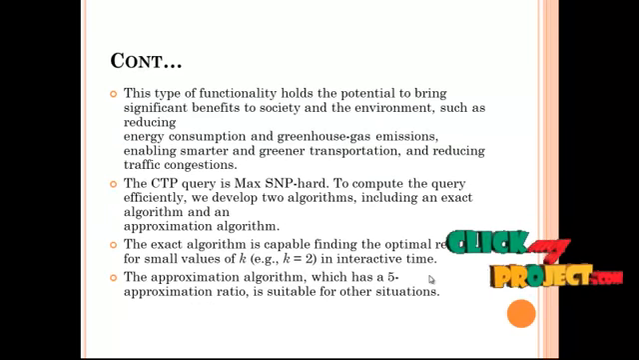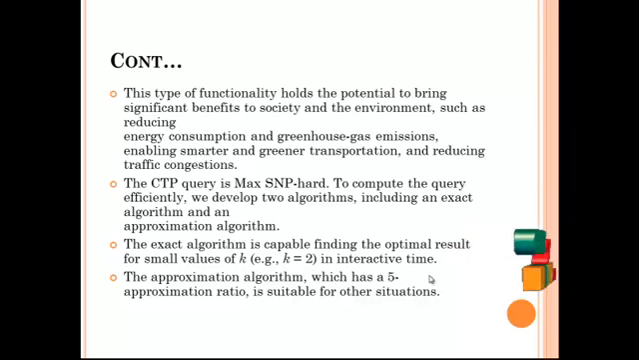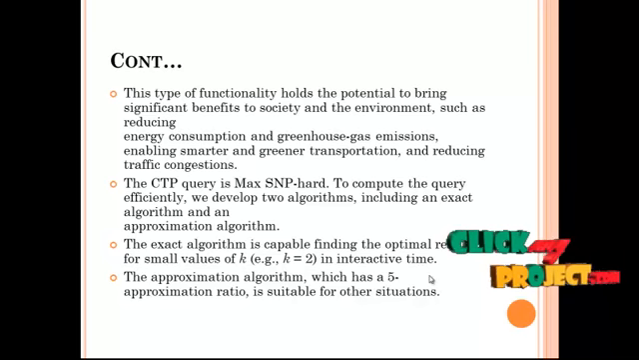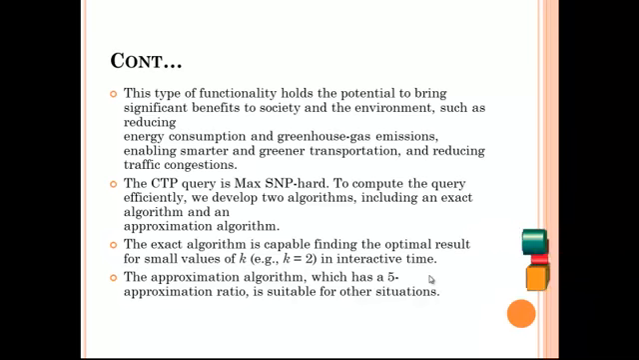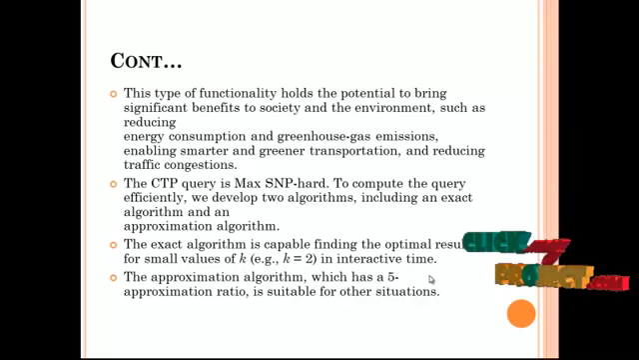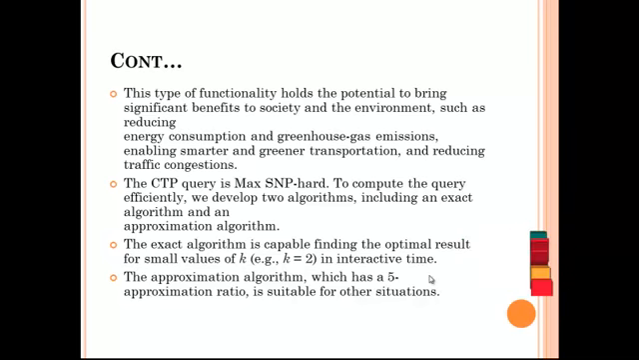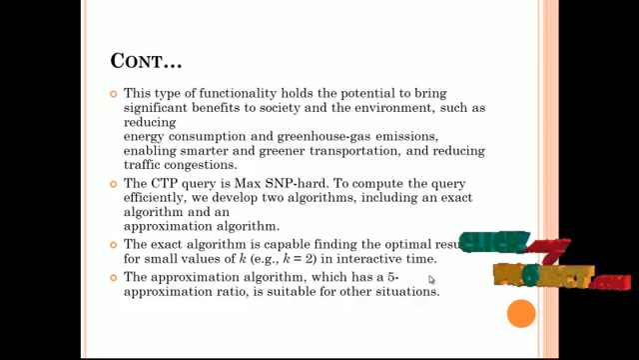This type of functionality holds the potential to bring significant benefits to society and the environment, such as reducing energy consumption and greenhouse emissions, enabling smarter and greener transportation, and reducing traffic congestion. The CTP query is NP-hard, so it is hard to compute the query efficiently.